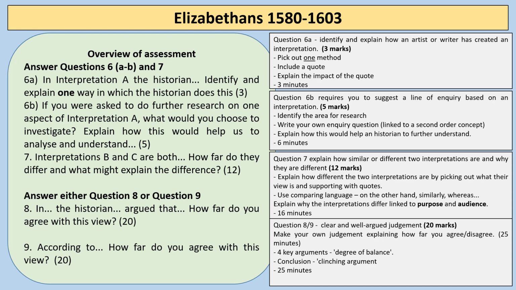And then question 7 is about two different historical interpretations. You have to explain how far they differ and what might explain the difference between them. And then question 8 and 9, you've got a choice for this question. It's a 20-mark question, 4 key arguments. You're looking for that degree of balance, and then finishing up with a conclusion, your clinching argument.